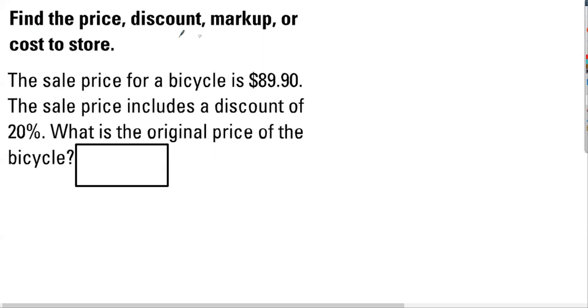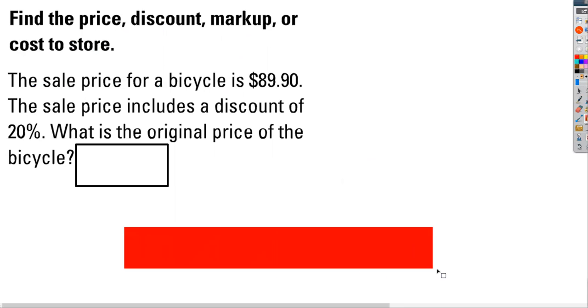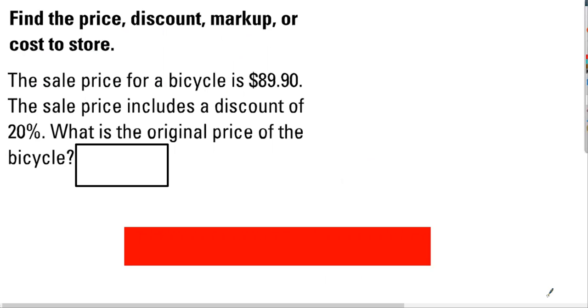Find the price, discount, markup, or cost to the store. So it's only going to ask us for one of those things. The sale price for a bicycle is $89.90. So let me draw my picture here. And my sale price is not my whole amount. So let's read on to find out where exactly I should put that.